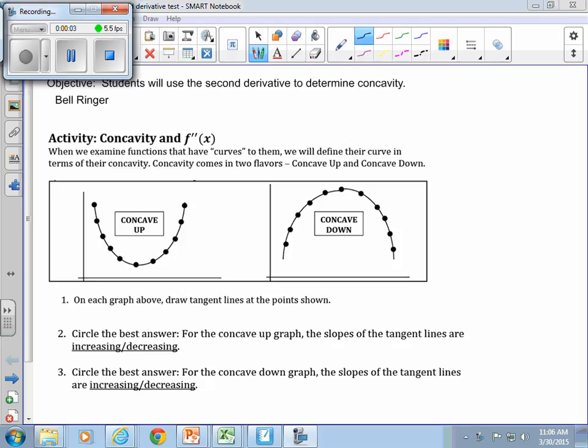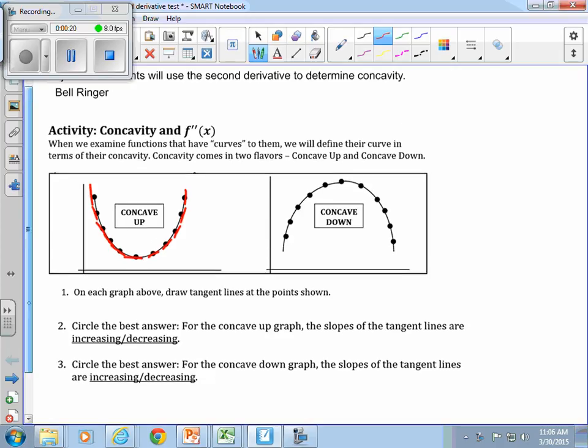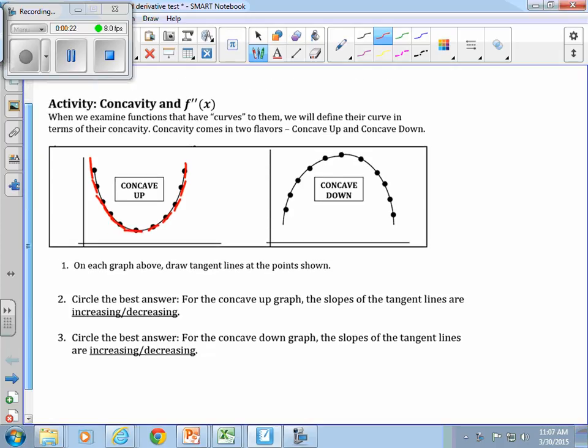This little activity said on each graph above, draw the tangent lines at the points shown. Circle the best answer for the concave up graph. Are the slopes increasing or decreasing?